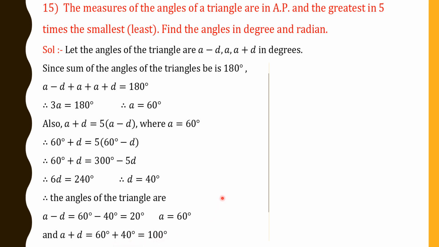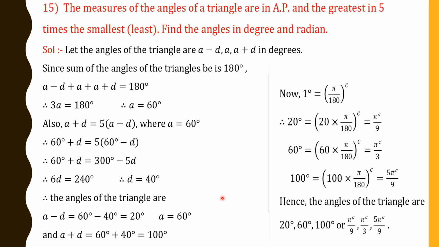Therefore, we find these three angles in degrees. Also find these angles in radians. We know that 1 degree equals pi divided by 180 radian. Therefore, 20 degrees, convert it into radians by multiplying by pi divided by 180. Here 0, 0 cancel, 2 into 9 is 18, therefore pi divided by 9 radian. 60 degrees: 60 into pi divided by 180. 0, 0 cancel, 6 into 3 is 18. Therefore, pi divided by 3 radian.